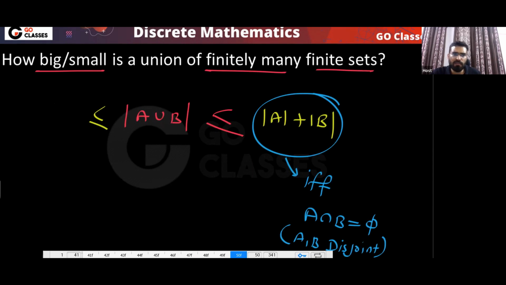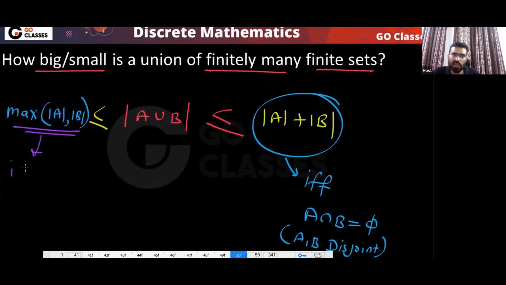Okay, and what is the minimum value you can get in A union B? That will be the maximum of the cardinality of A and the cardinality of B. No, don't say 0. The minimum value will be the maximum of A or B. Yes or no?